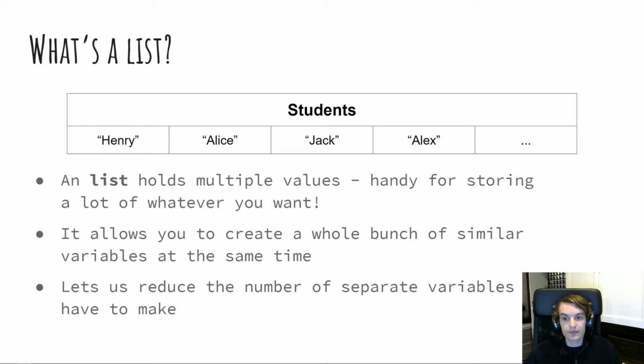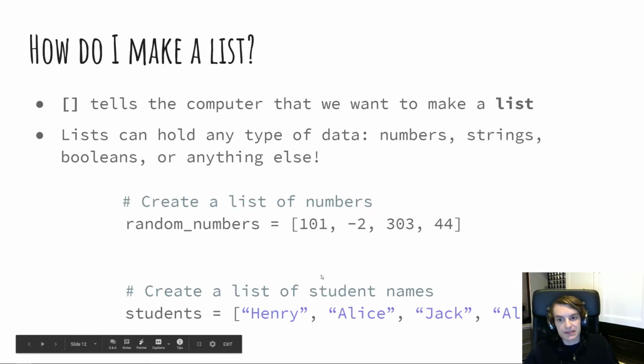So lists hold multiple values, which is very useful oftentimes for storing a list of the same sort of thing in one kind of with one name. So it lets you create a whole bunch of similar variables at the same time and mostly type less, which is very convenient. As I believe I've mentioned, a lot of programming is figuring out how to type less. So that's kind of the idea behind lists.